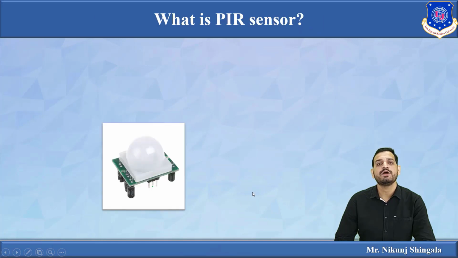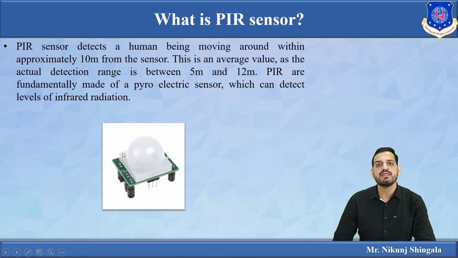Okay, so let us start with the first one, the PIR sensor. This is a PIR sensor module you can see, which consists of a cap, that is a Fresnel lens. A PIR sensor basically detects human beings moving around within its range. The actual average range is 10 meters, but this is the average value. The actual range is between 5 meters to 12 meters. Okay, PIR sensors are fundamentally made of a pyroelectric sensor, which can detect the levels of infrared radiation. Okay, so a PIR sensor consists of only one receiver, not a transmitter, or it consists of only a detector.